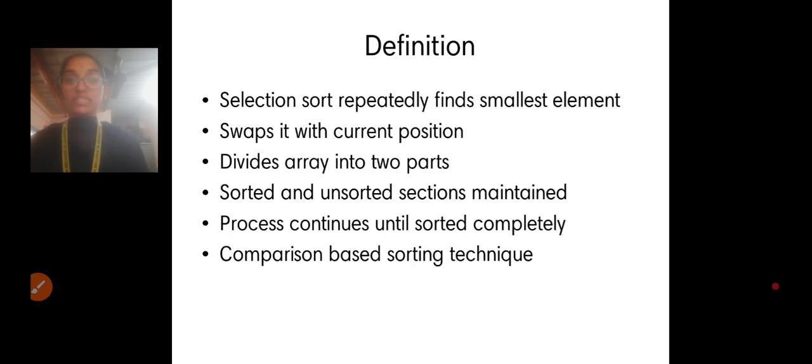Definition. Selection sort is defined as repeatedly finding the smallest element and swapping it with the current position. It divides the array into two parts. Sorted and unsorted sections are maintained. The process continues until sorted completely. It is a comparison-based sorting technique.